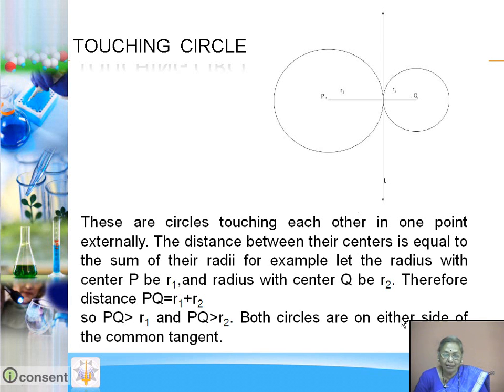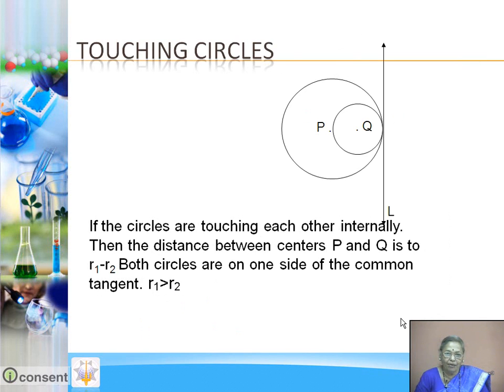We have to add the distances. The distance PQ is equal to R1 plus R2. There are other types of circles which are touching each other from inside. They have a common tangent.